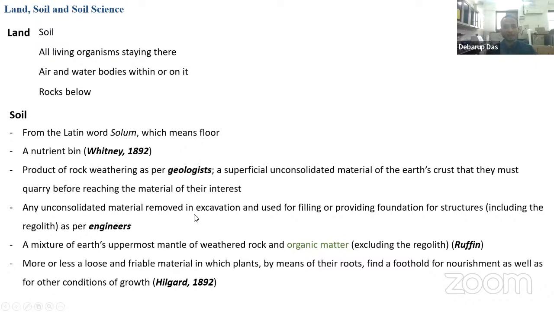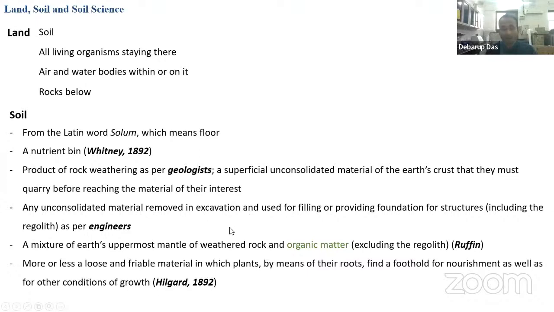According to engineers, soil is any unconsolidated material removed in excavation and used for tilling or providing foundation for structures, including the regolith as well. So as per geologists and engineers, soil is what we see from the surface, as well as those fragmented materials which are being disintegrated from the rocks. Together, they have called it soil, because they actually do not care about what is present in the soil, what microorganisms are present, whether soil is a living entity or not, whether soil provides nutrients for plants or not. They do not bother about that. For geologists, until they get the material of their interest, that is rocks, bedrocks, everything before that is soil. For engineers, anything unconsolidated that they can use or excavate during their construction activities is soil.